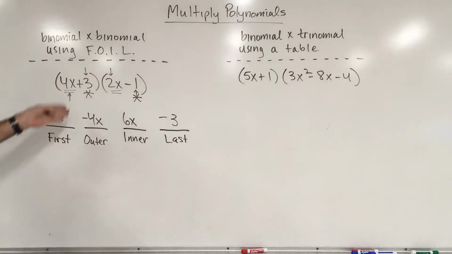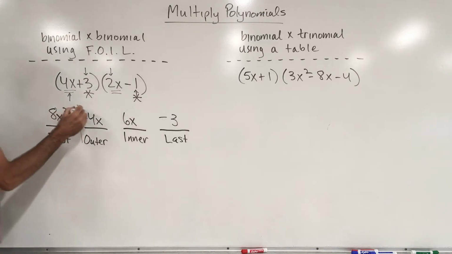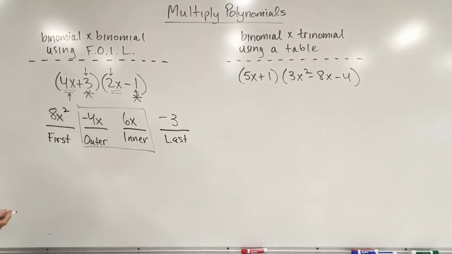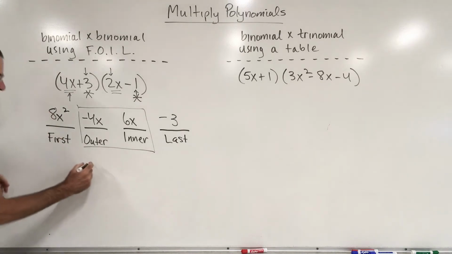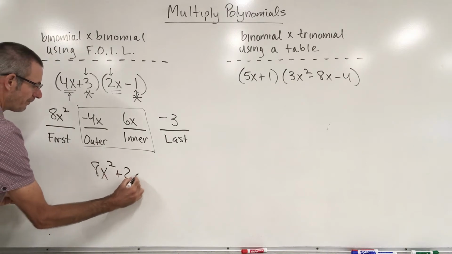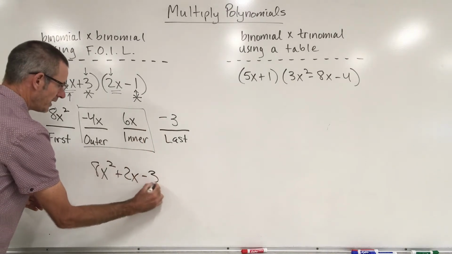So now we have 4 terms. But what we need to notice is that these two terms have an exponent of 1 and a variable of x. So those are like terms, and we can put those together. So our final answer will be 8x squared plus 2x minus 3.